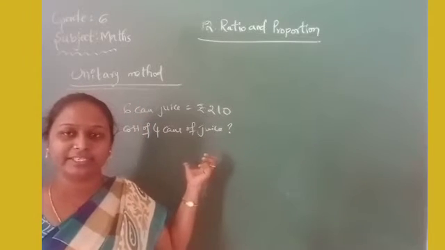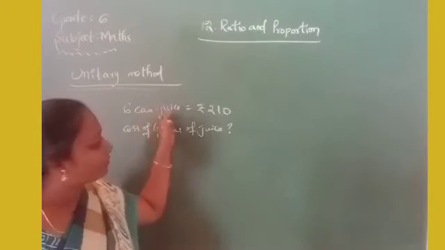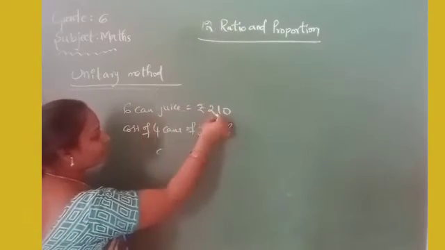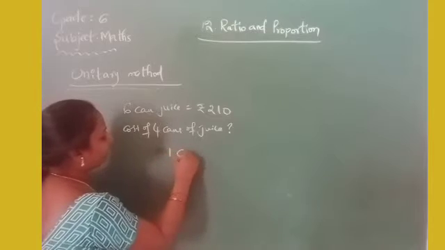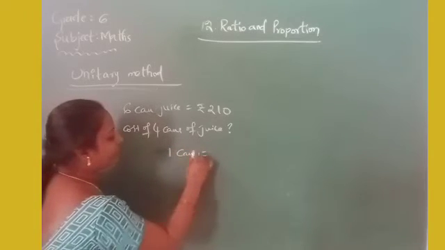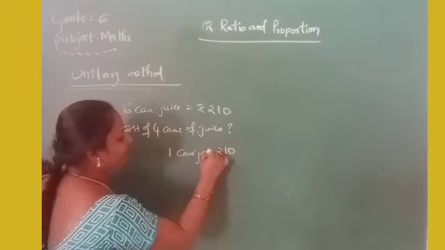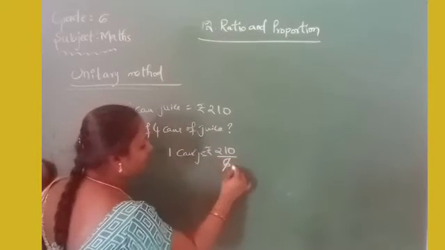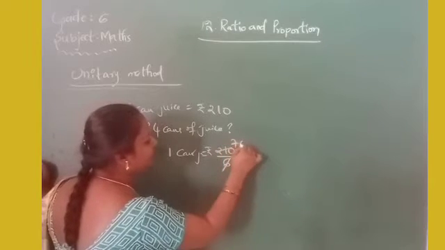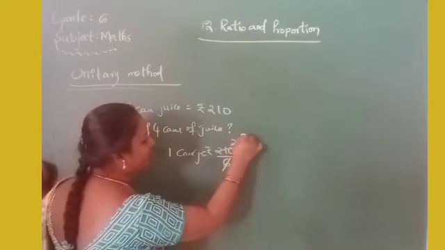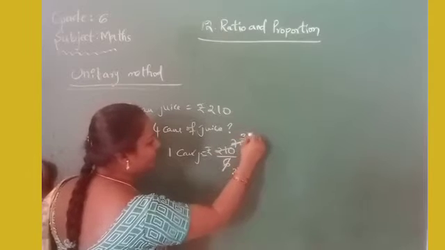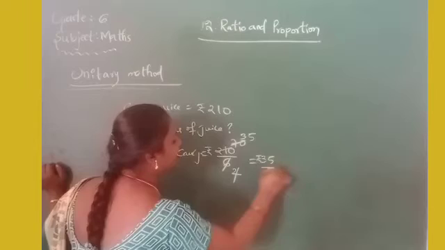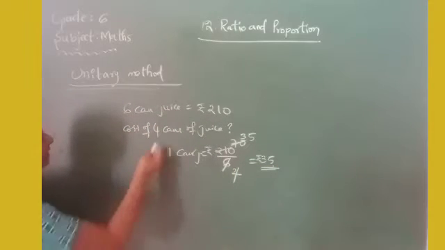First we have to find the cost of 1 can of juice. How to find it? 6 cans cost 210 rupees, so the cost of 1 can of juice is 210 by 6. Okay, simplify this. 6 3s are 18, 3 7s are 21, 0. Again 6 5s are 30. What is the cost of 1 can of juice? 35 rupees.